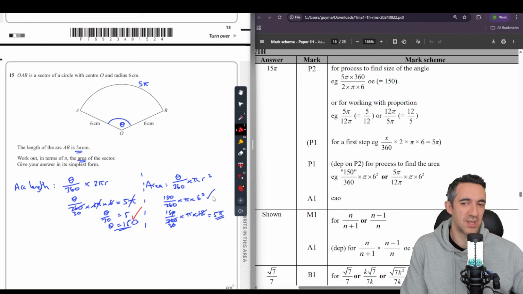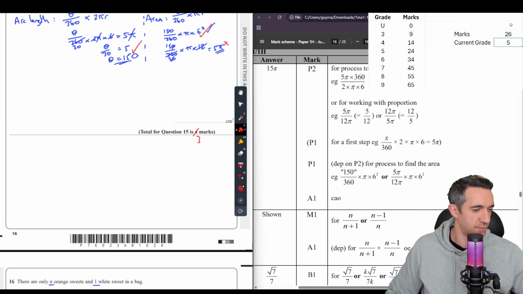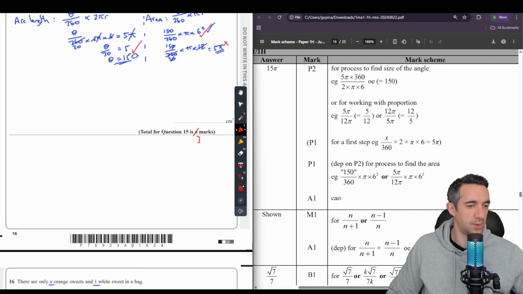I've already put the tick there. So I've got my process there is the tick. And obviously I got it wrong because it should be 15 pi and I got 5 pi. So I get my 3 marks for that one. Awesome stuff. Let's go and add those on. So another 3, we're up to 29. Still no grade jump yet.